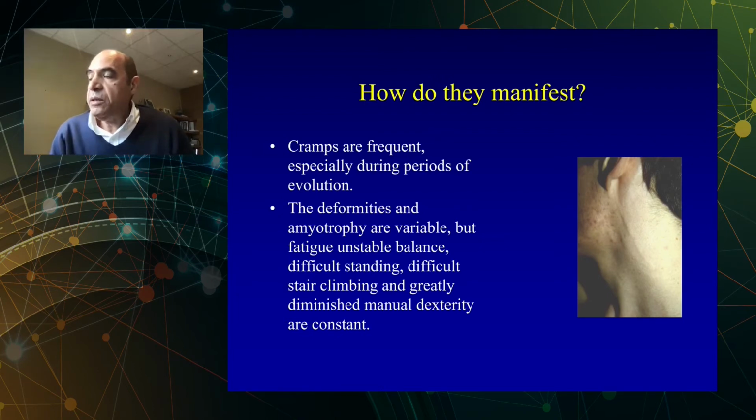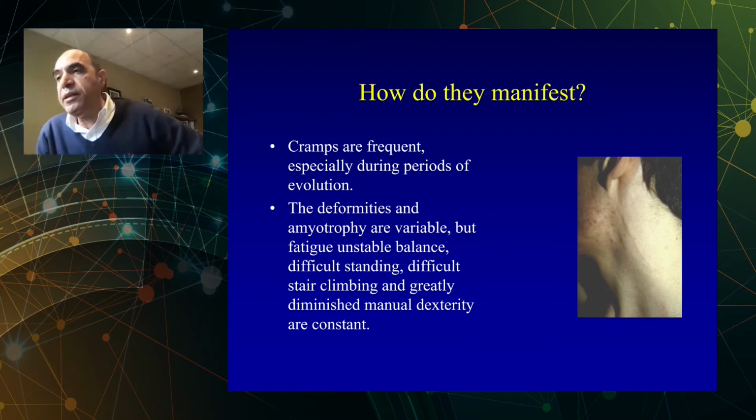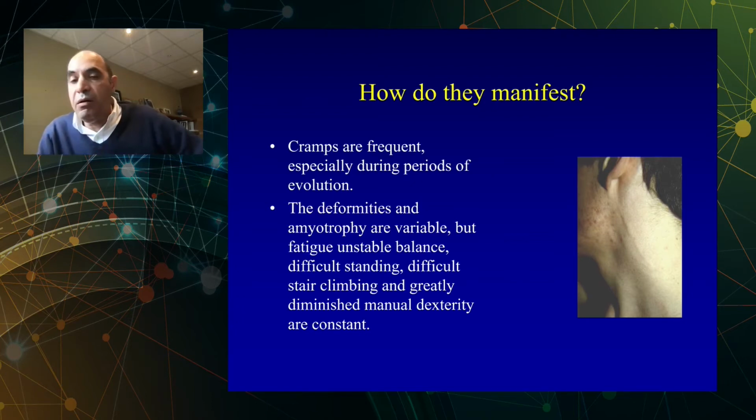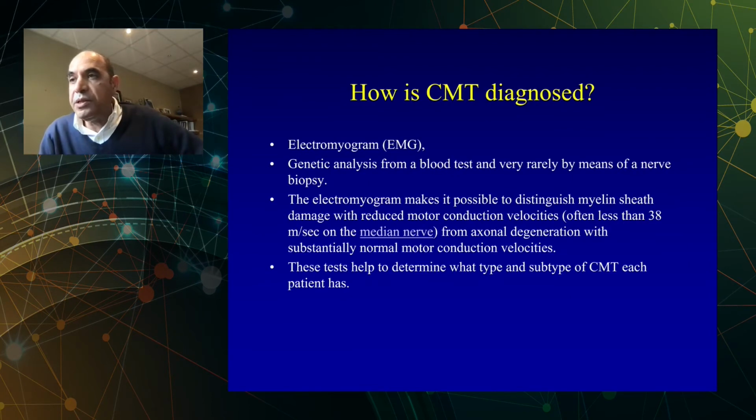Sometimes we can see hypertrophy of the nerve here, for example. Cramps are frequent, especially during periods of evolution, the progression. The deformities and amyotrophy, as we saw, are variable, but fatigue, unstable balance, difficulty standing, difficulty climbing stairs, and generally diminished manual dexterity are constant, in general are seen.